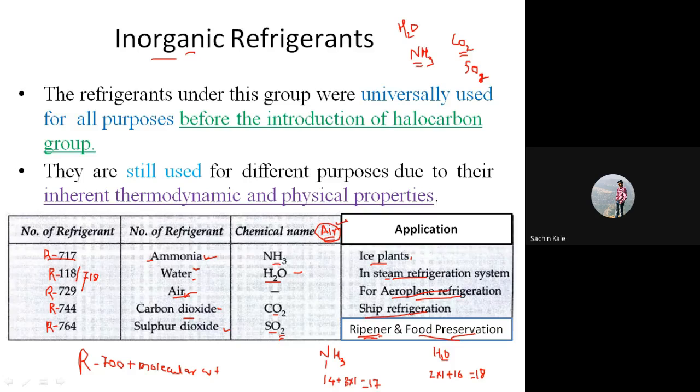Here there is only one exception for water. Water can also be designated by R118 also. R118 or R718. Both ways you can designate water.